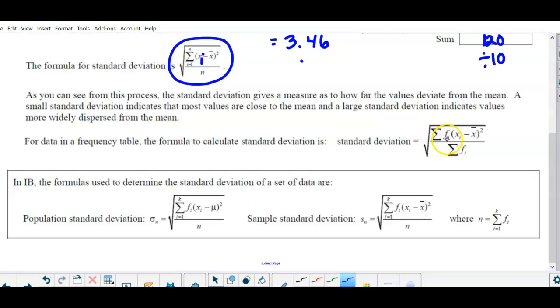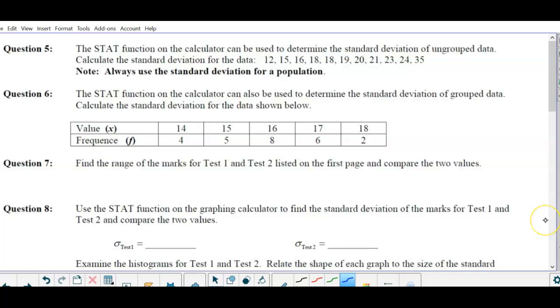So there's the formula if we had a frequency chart. Remember, you'd multiply it by the frequency. You don't really have to worry about these formulas. You will see them again if you continue on to Math HL. We'll look at the formulas in more detail, but really for this course, you're just going to end up using your calculator. Okay, so not a whole lot more calculations on that.